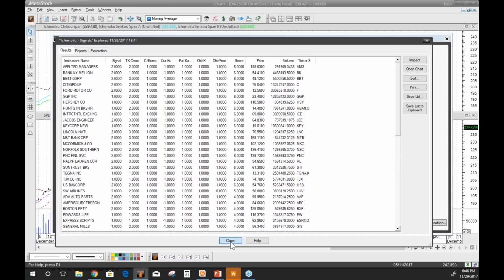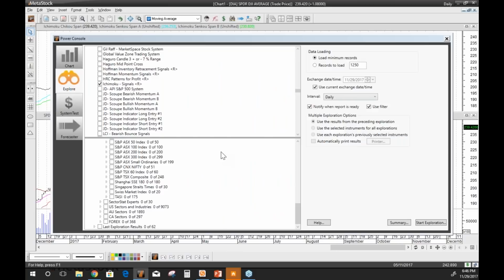And as Saurabh makes a really good point, it's pretty difficult to scan through multiple hundreds of stocks to find a trade, and with MetaStock, it just does it for you, and then ranks them, and then grades them. And there you are. It's ready to go.